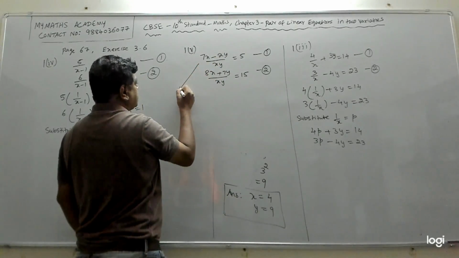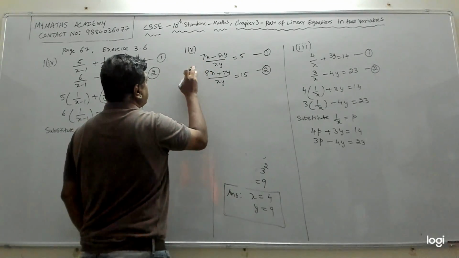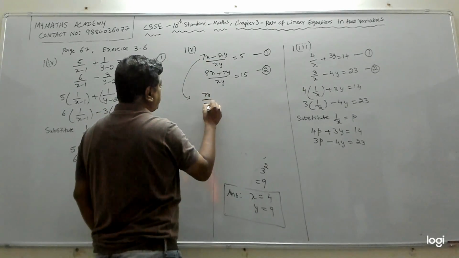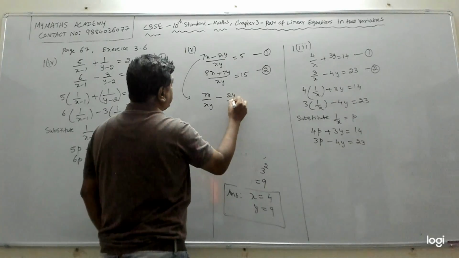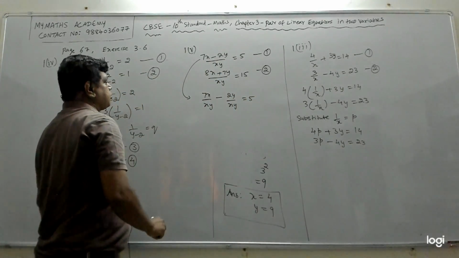We'll take this. Starting from this one, I'll write it as 7x by xy minus 2y by xy equal to 5. I'm splitting this into 2 forms. So you can always do that.